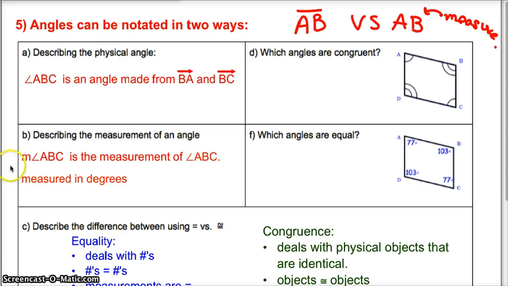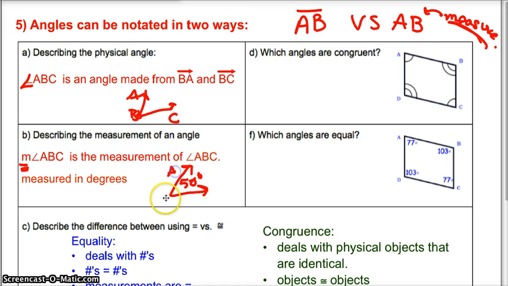So when you describe a physical angle, you put that angle symbol in front. So you're saying ABC, and what you're really telling me is that it's an angle made between 2 rays. So angle ABC is made from B to A and B to C. You're talking about the physical thing. When you put a little m in front of it, that's the idea of a measurement. That's a degree. You're telling me that this angle is going to have, I don't know, 50 degrees. So the measurement of the angle AOB is going to be so many degrees.